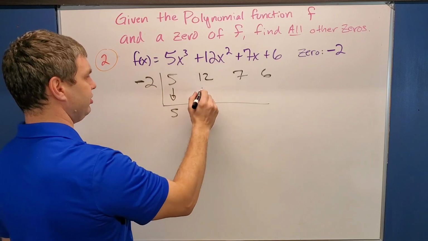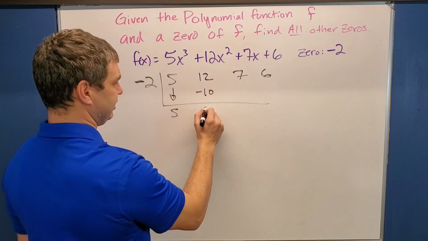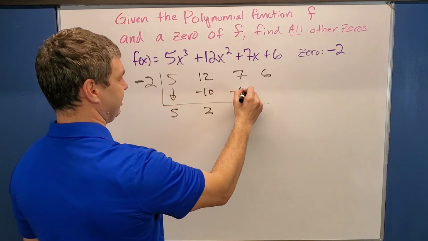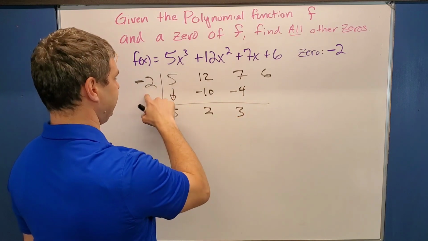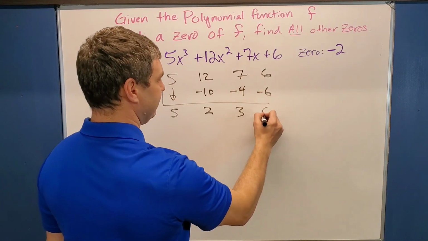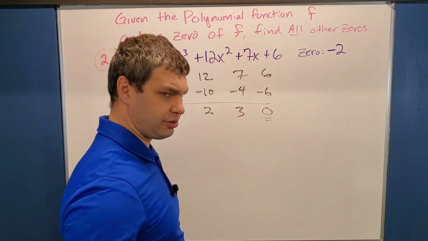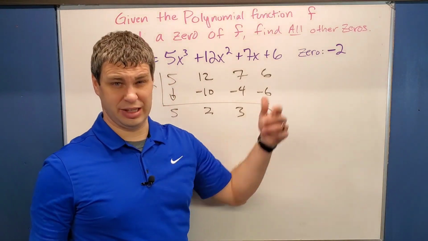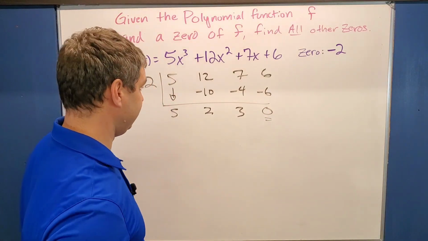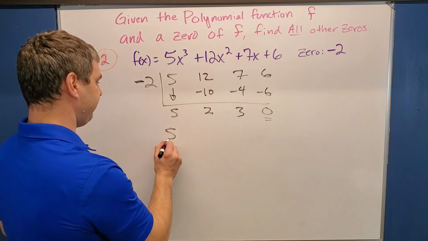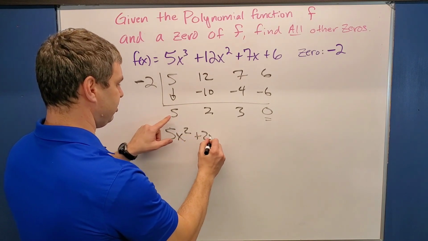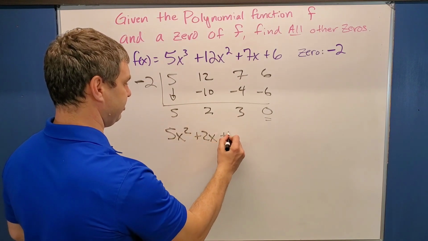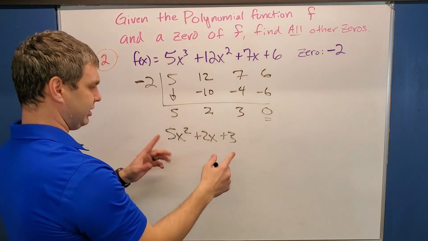5 times -2 is a -10. This is going to give me 2. 2 times -2 is -4. 3 times -2, again, is a -6. Again, this first time it should always equal 0, because they told us that that was one of the zeros. Left over, I'm going to have 5x squared plus 2x and then plus 3. Those are all positive. Real quick, does this factor?